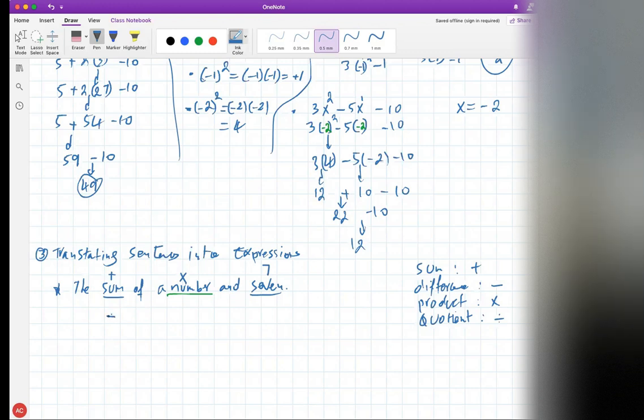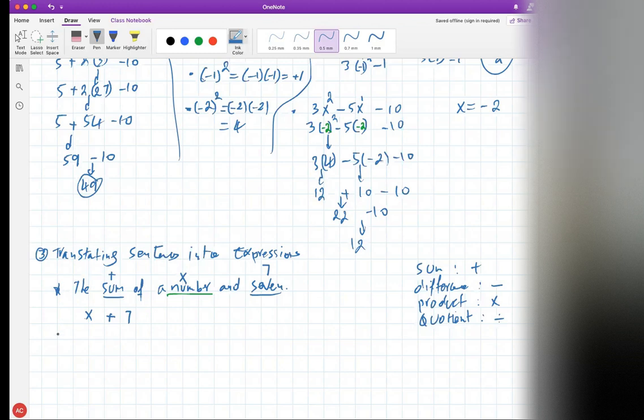So the sum is plus. And when you say sum or any of these words, that means there must be a couple of things on each side. It can't be just one thing. And here, the sum of a number and 7. We just translated this. That's all.